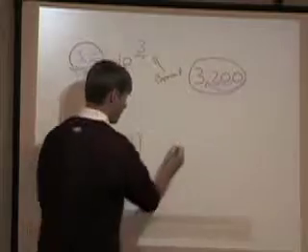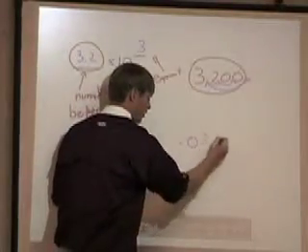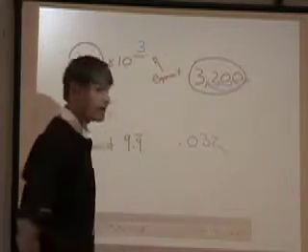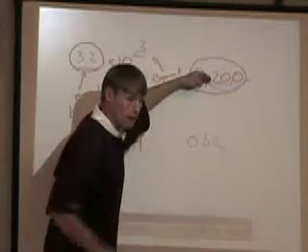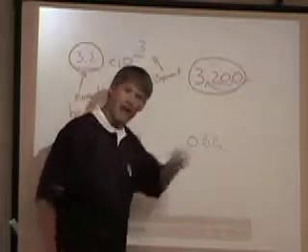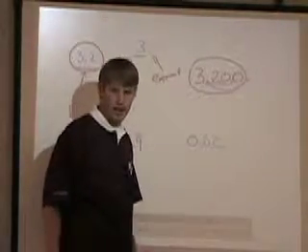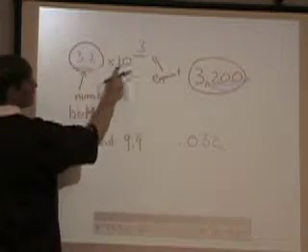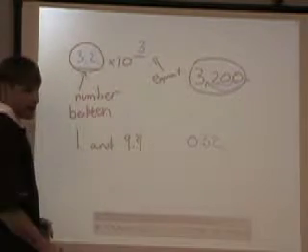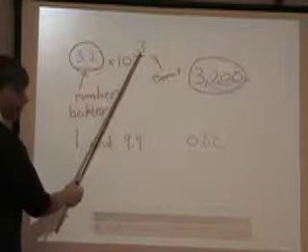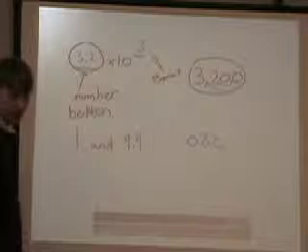So your exponent will be positive. If this was 0.032, this is less than 1, so the exponent would be negative. Positive exponent, bigger than 1. Negative exponent, less than 1. Don't worry about left and right. You understand? Okay, so my answer would be 3.2 times 10 to the third. You see that? A number between 1 and 9.9, and how far I moved. That's it.